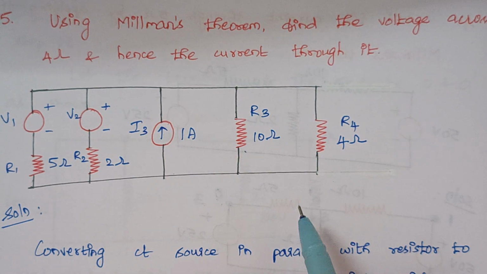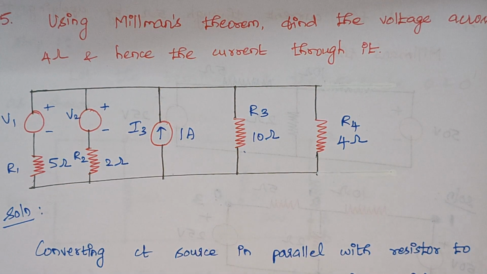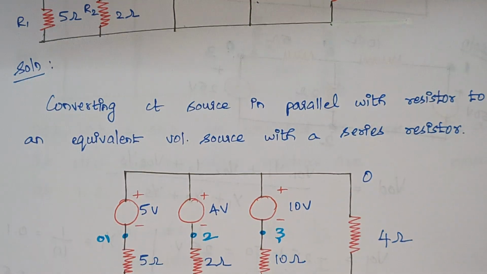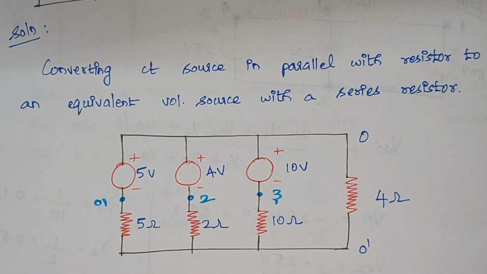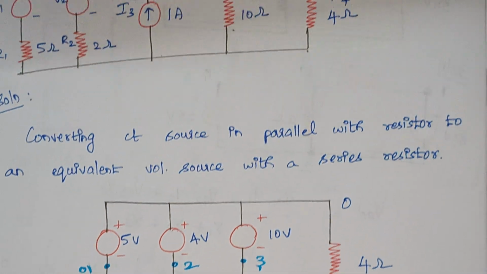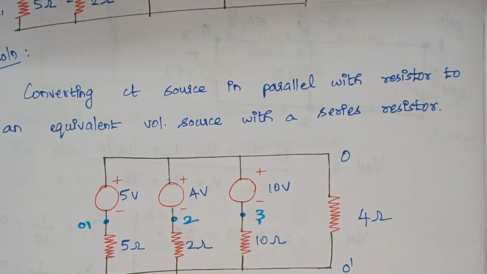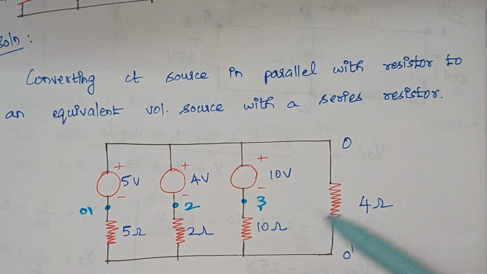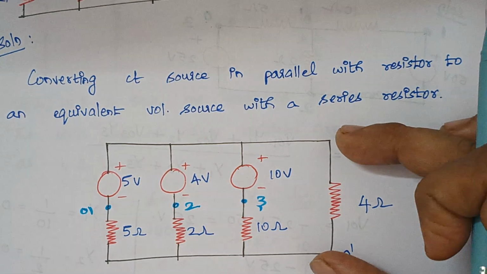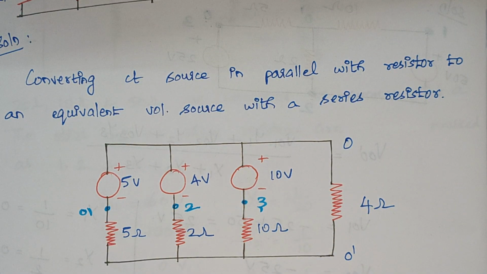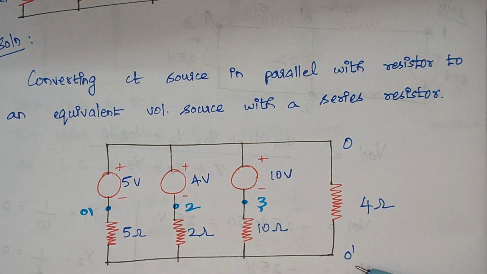So the first step is we are going to convert this current source into an equivalent voltage source. Once you redraw the circuit, this is how our circuit is, right? We have modified this current source into an equivalent voltage source with a series resistance. And this is our 4 ohm and this remains as such, right? Now again we are marking the terminals as O and O dash, right?